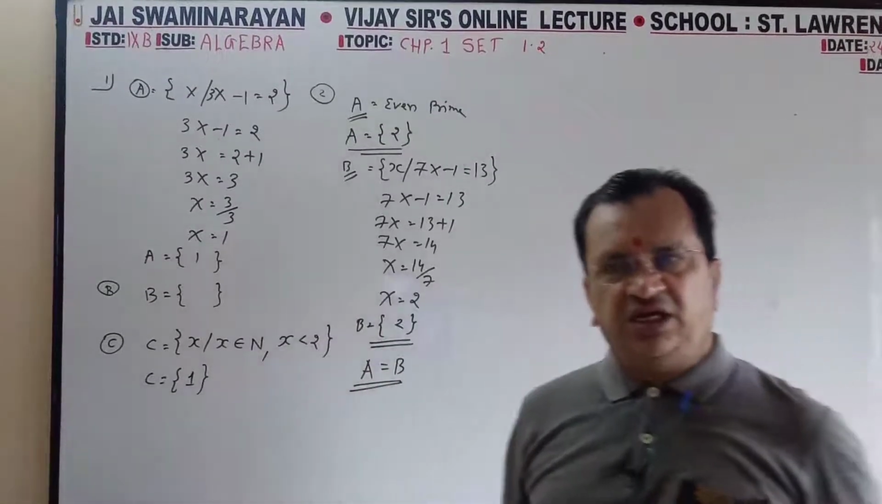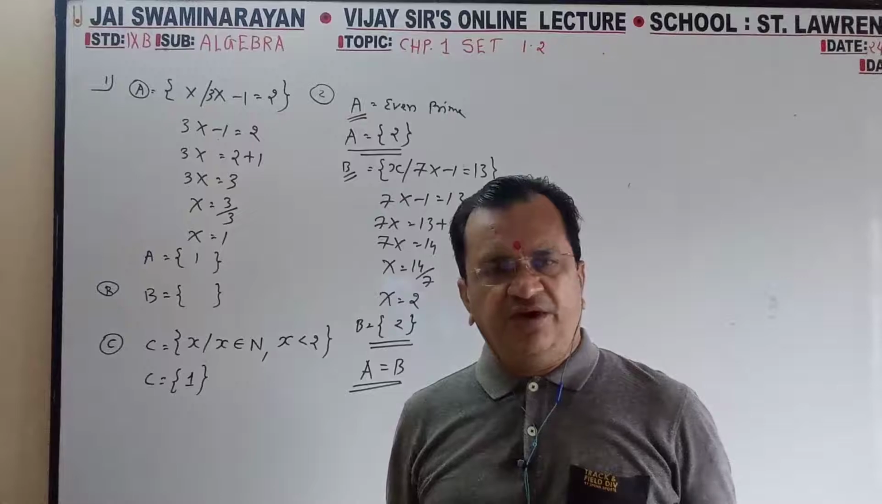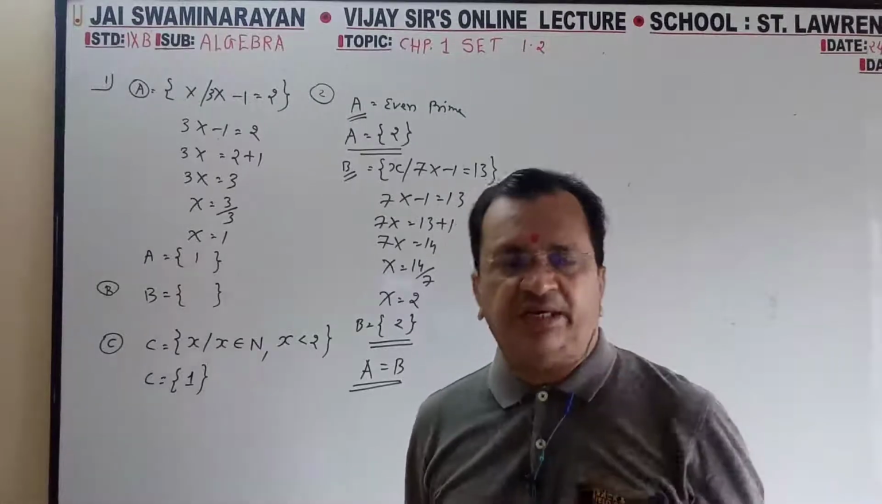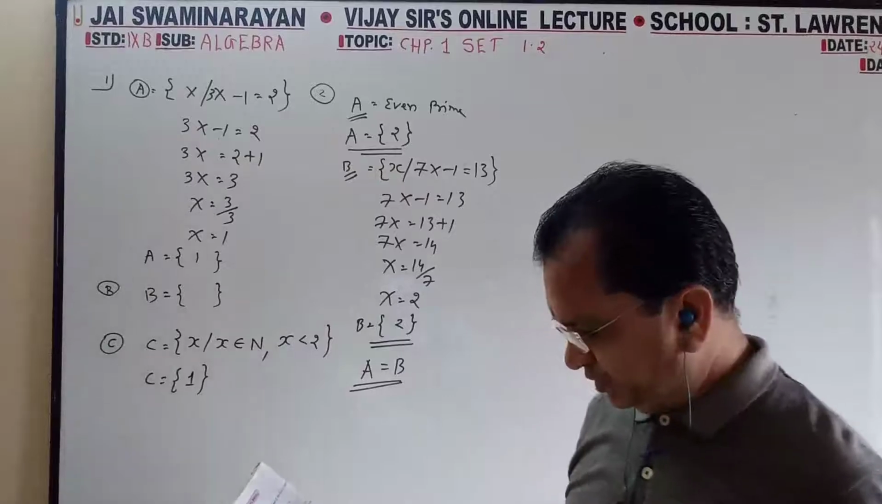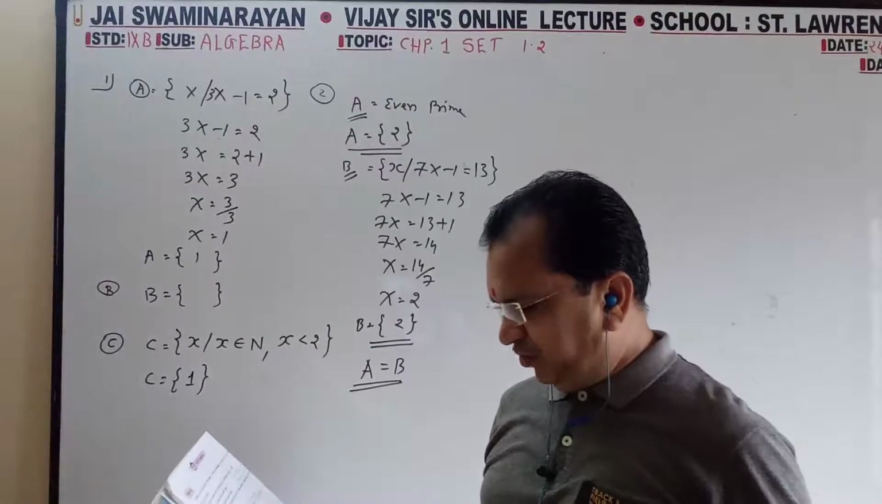When can you say it is an equal set? When elements are the same, the number of elements are also the same. Which of the following are empty?